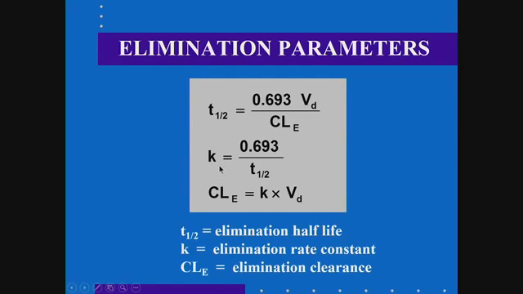The first order elimination rate constant can be estimated as the ratio of the natural logarithm of 2 over the observed half-life. And finally, the elimination clearance can be calculated as the product of K times the apparent volume of distribution. But in fact, K does not determine clearance. This is one way to estimate the clearance of elimination, but in fact clearance determines both the half-life and the first order rate constant.